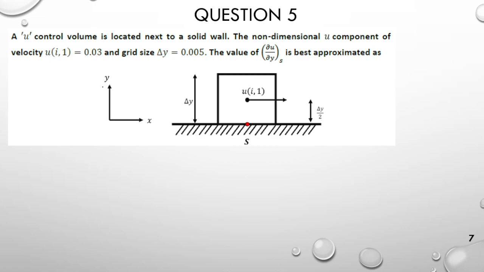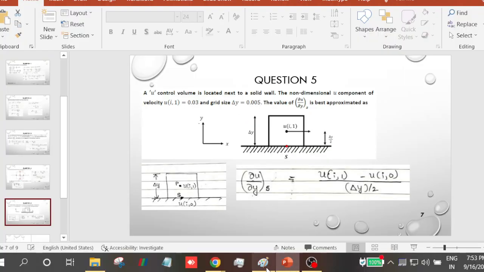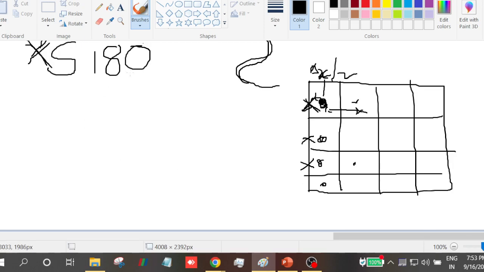The U control volume is located next to the solid wall. This is a solid wall and we have a zero velocity on the solid wall. We all know that. The non-dimensional U component of velocity next to this solid wall, u(i,1), is given as 0.03. What should be the value of du by dy at S? That is, at this boundary, what should be the value of du by dy? Can you try to solve it and write the answer?